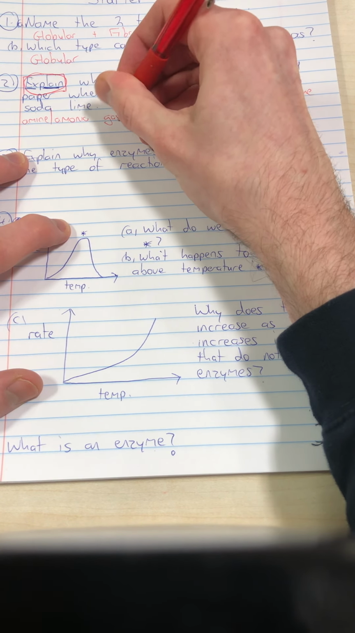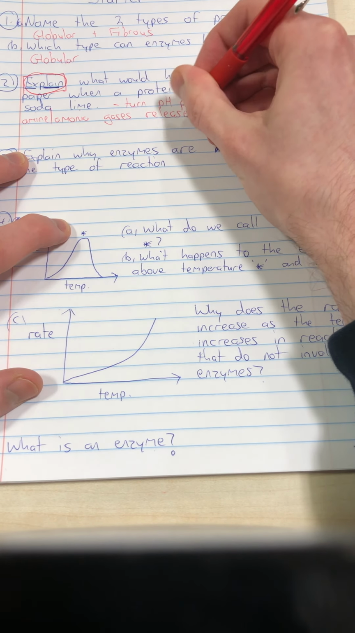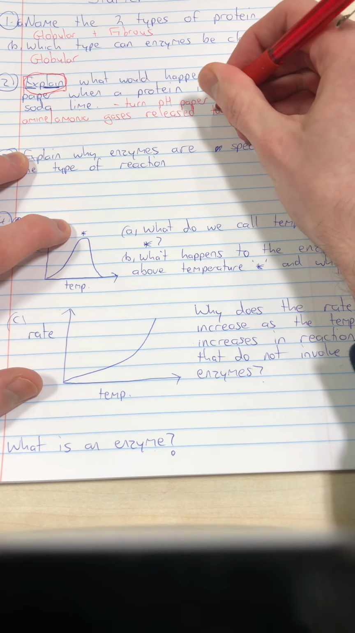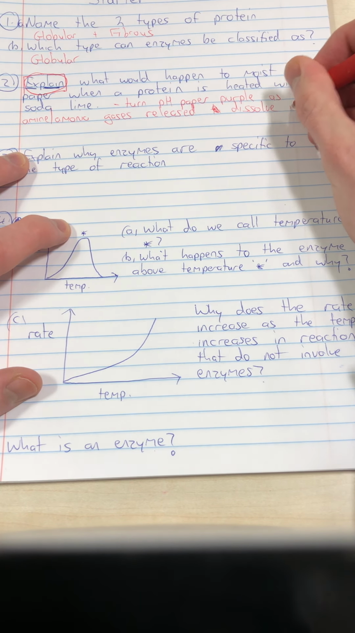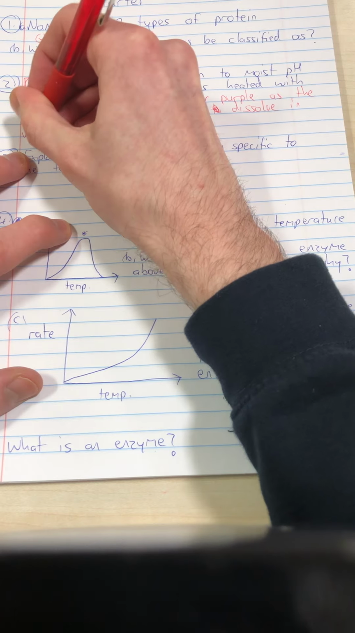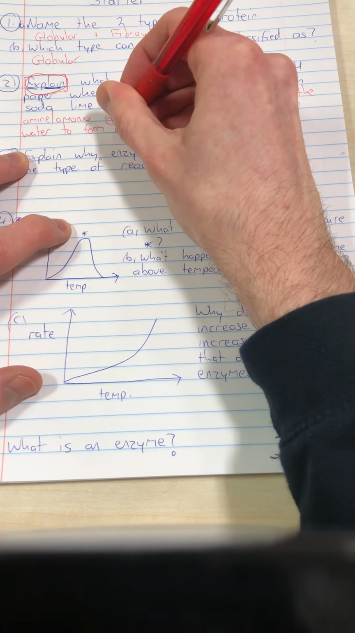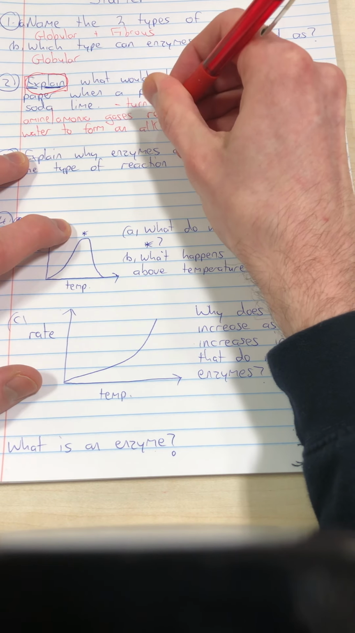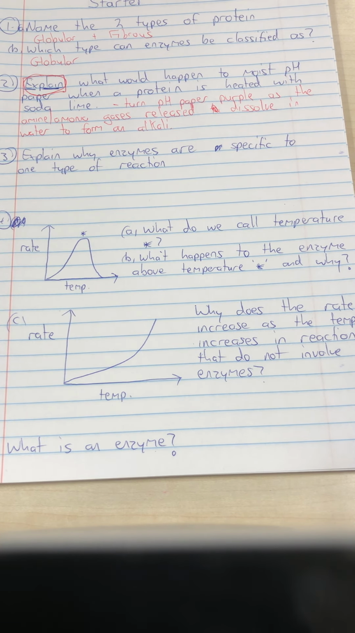Okay, so it turns pH paper purple as the amine/ammonia gases released dissolve in water to form an alkali. Okay, so just bear that in mind. If the question says explain, make sure you are explaining.